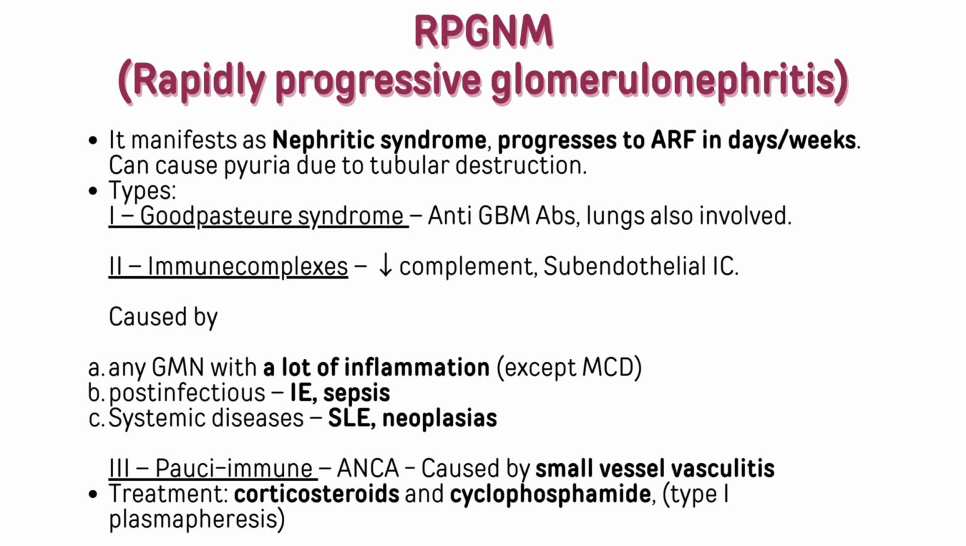The treatment of rapidly progressive glomerulonephritis consists of corticosteroids and cyclophosphamide, although type 1 can benefit from plasmapheresis. Up to 50% of the patients affected by this disease need dialysis in 6 months. Due to its bad prognosis, it is recommended to perform a renal biopsy when this clinical picture is suspected.